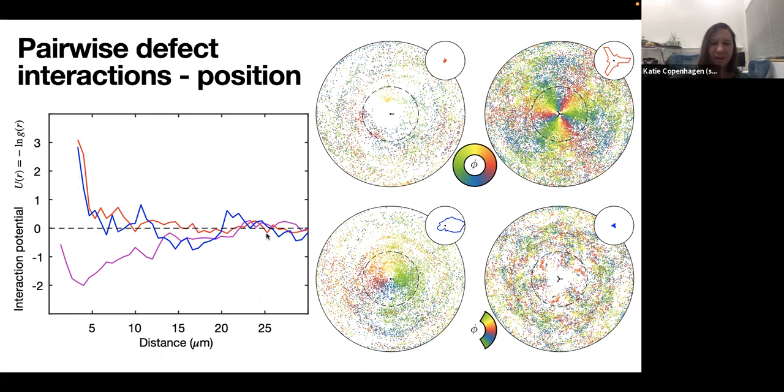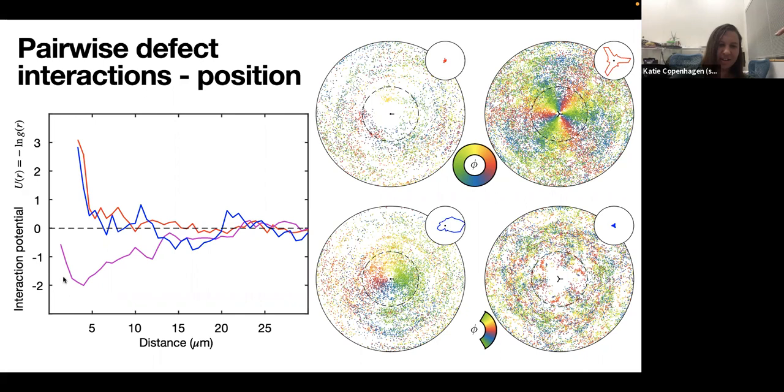which is in blue. The purple is positive-negative pairs. So pairs of positive interacting with negative defects. And you can see that in this case, we have a positive slope here. So that's an attractive interaction. So oppositely charged defects will attract.